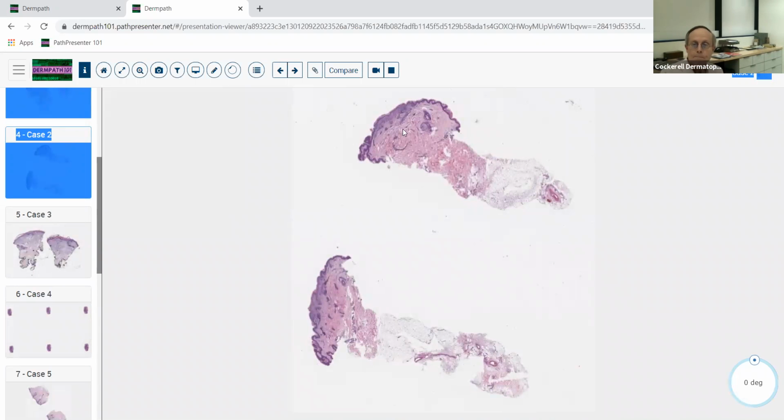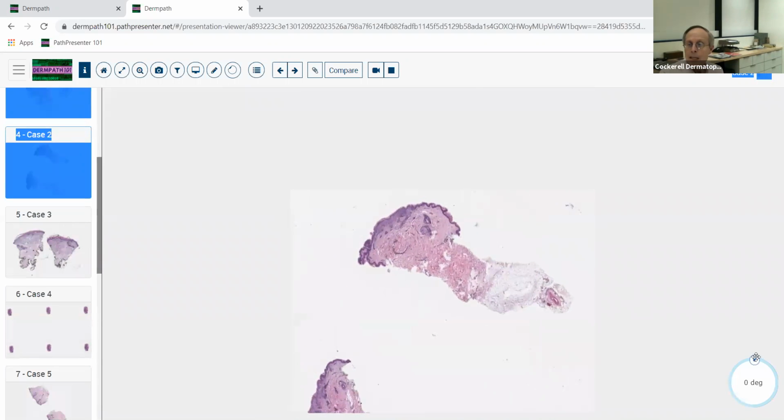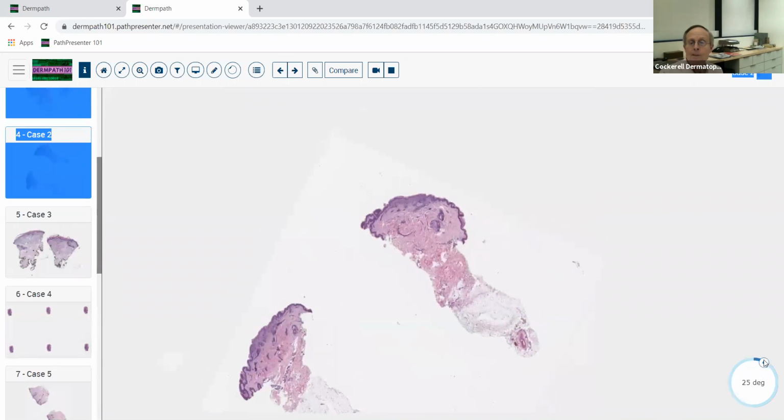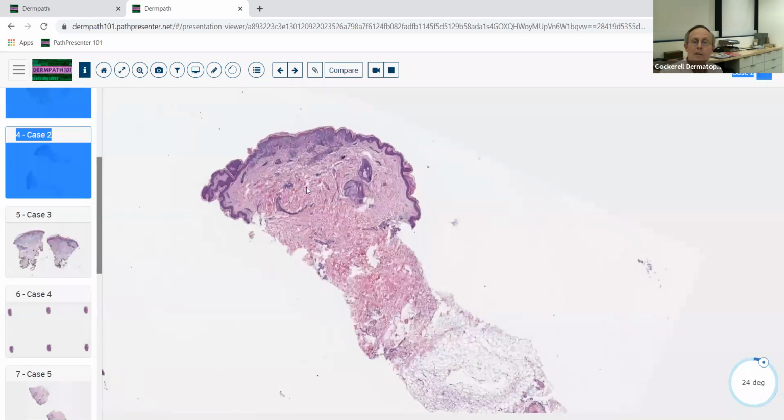Okay, here's another condition. And this one really and truly does have a significant amount of interface dermatitis in this case.